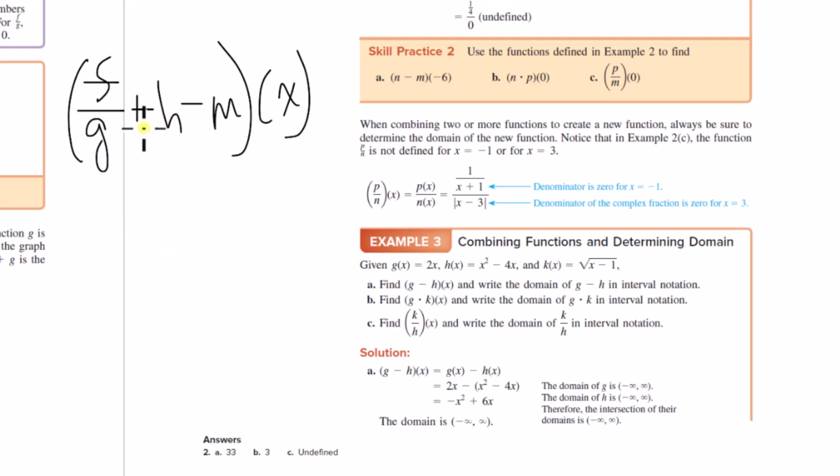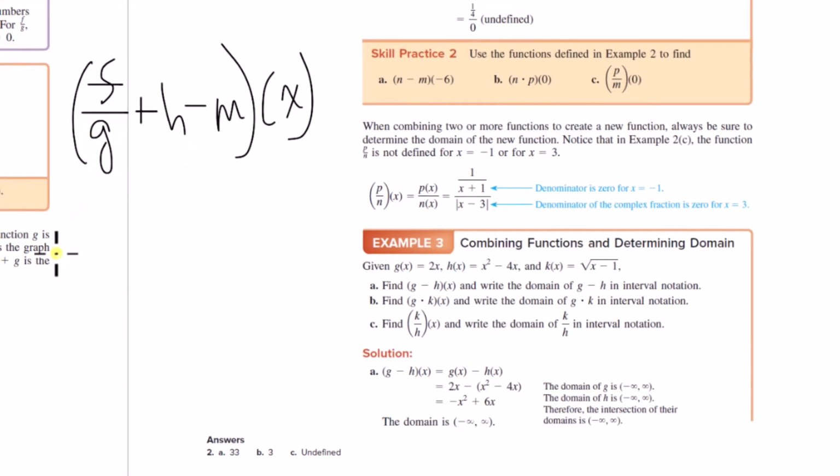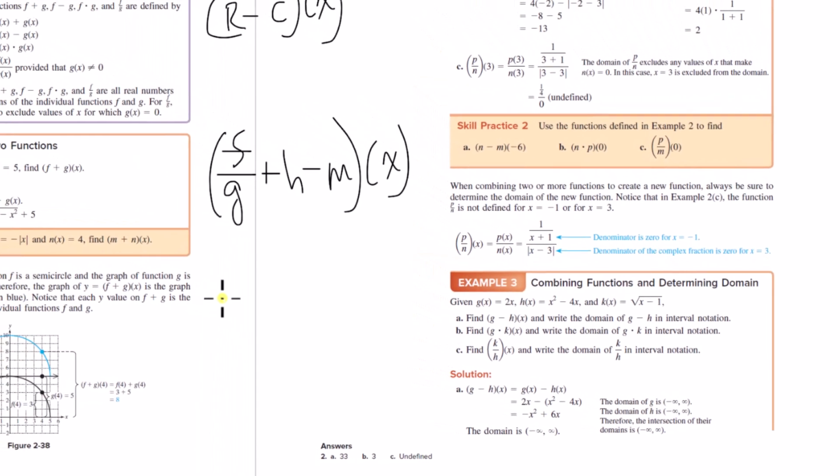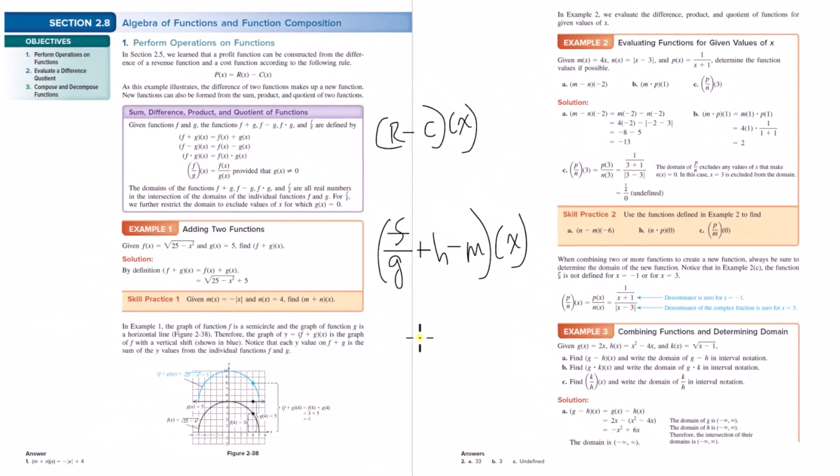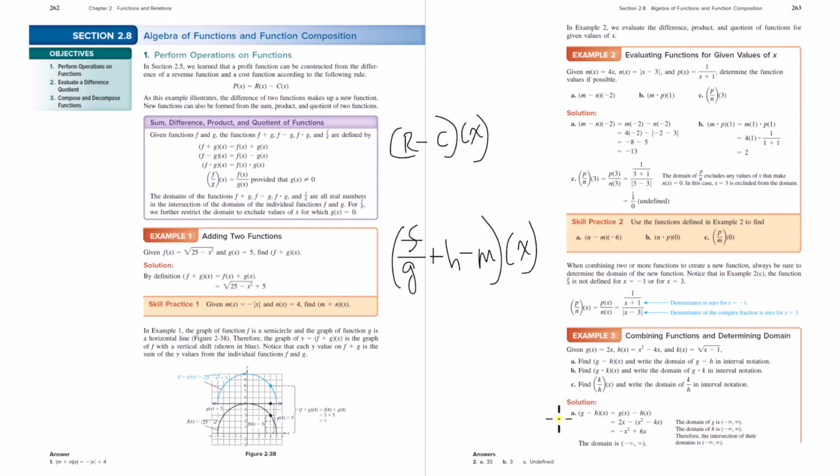Well, each one of these has to exist. When you input x, you can't have m not exist, or h not exist, or f not exist, or g not exist. That can't happen. But then also you can't divide by 0, so g can't be 0. You see? That's the idea. All right, we'll work example problems on determining the domain.